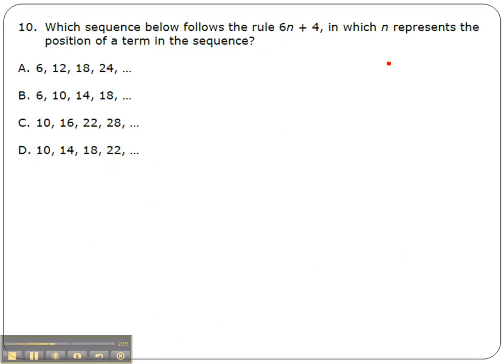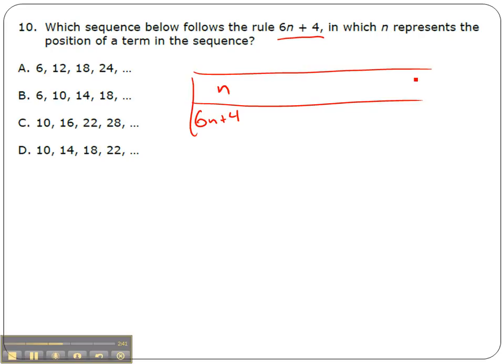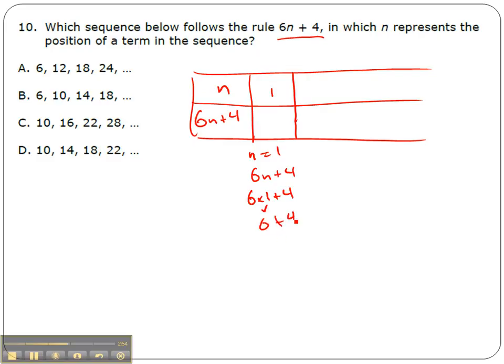Number 10, which sequence below follows the rule 6n plus 4, in which n represents the position of a term in the sequence? I think the best way to do these problems is don't worry about the 4 answer choices, just make a table. Our position numbers n and our rule 6n plus 4. For n equals 1, 6n plus 4 would be 6 times 1 plus 4. 6 plus 4, 10. So the term would be 10.